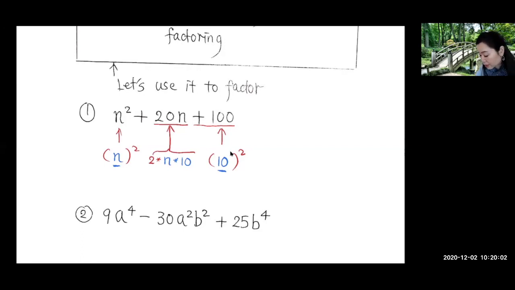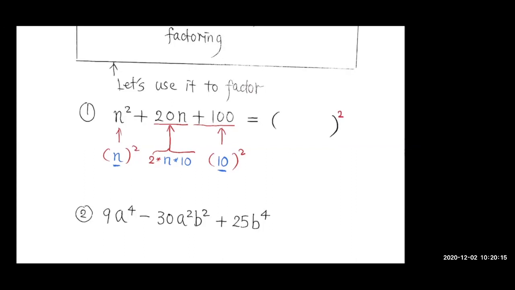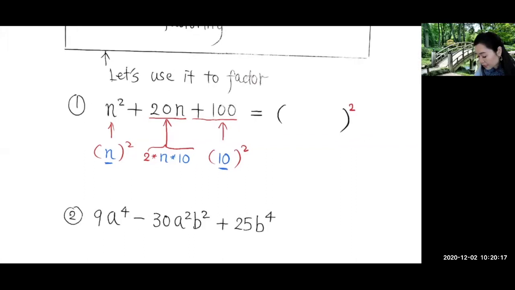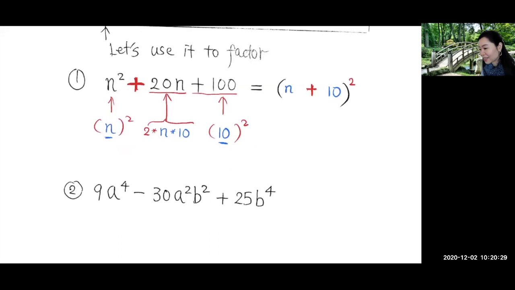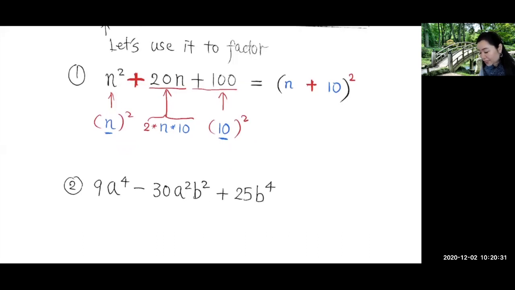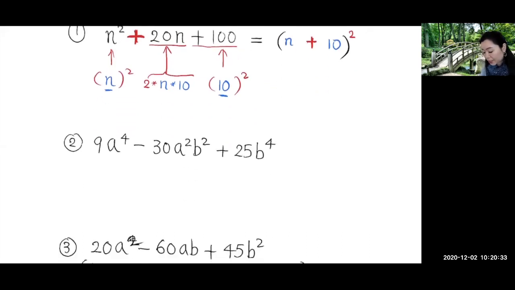So tell me what perfect square this would correspond to? n plus 10. n plus 10, yes, you got it. So it's n, and then there's a 10, and the sign here is addition, so there will be addition between them. So n plus 10 perfect square is the one. All right. Now the next one over here.